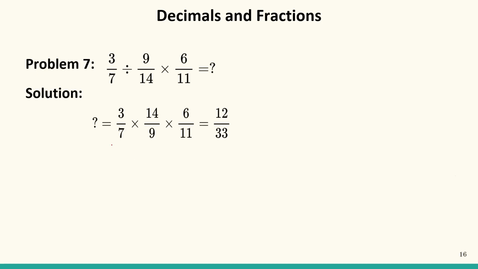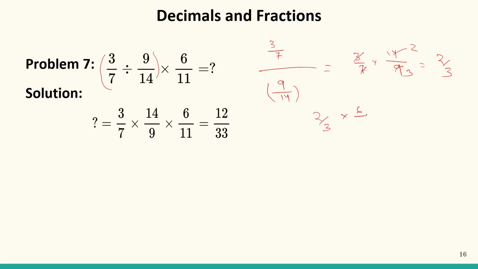So we have 3 by 7 whole divided by 9 by 14. What it will be equal to is 3 by 7 into 14 by 9. So 3 into 3 is equal to 9, and 7 into 2 is equal to 14. This is equal to 2 by 3 for this part of the problem. So 2 by 3 into 6 by 11 is what we are left with now.